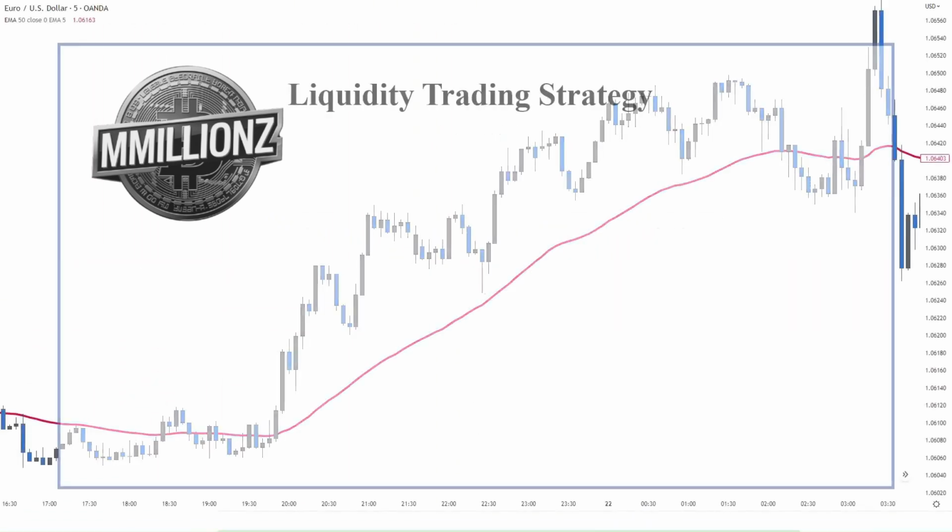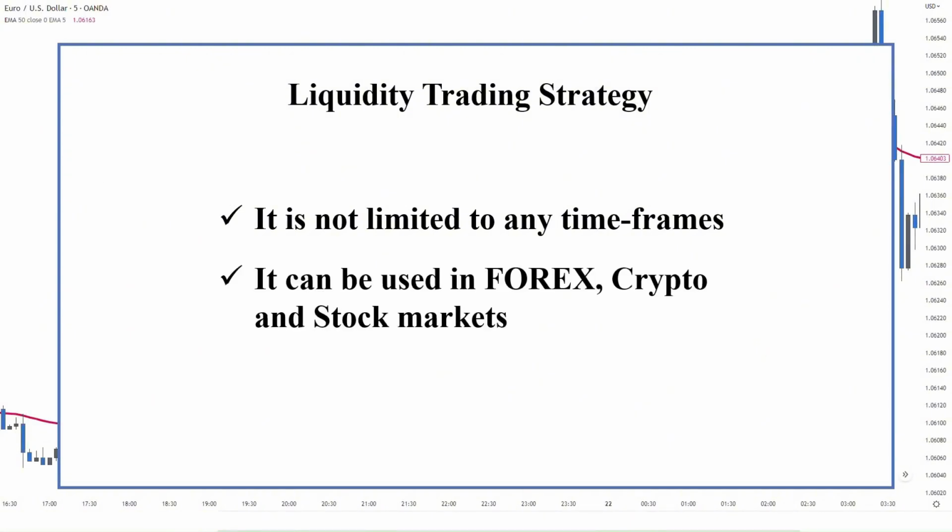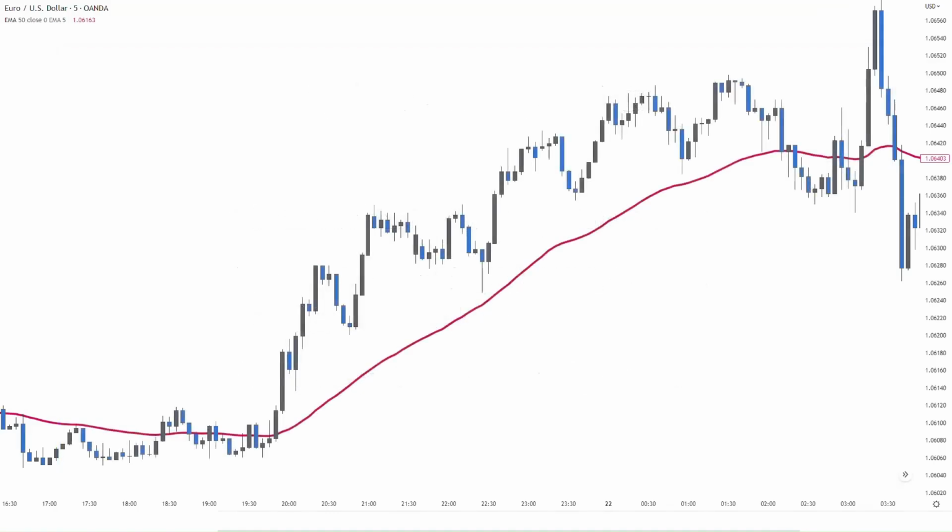This trading setup is not limited to any time frames and could be traded in Forex, crypto, and stock markets. It is really simple, and it consists of two major steps.